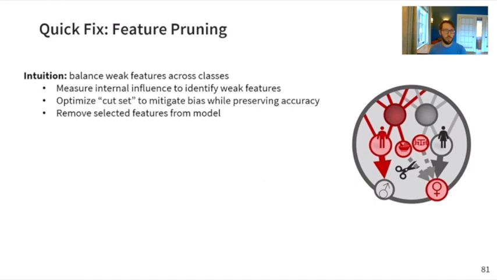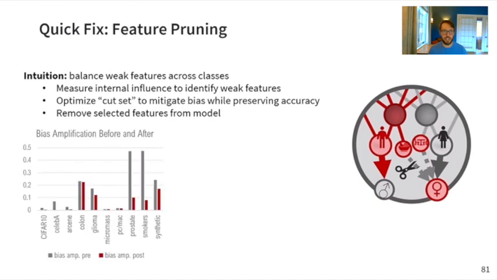But one more thing that we found was possible with this particular form of bias amplification is that a lot of it can actually be addressed with feature selection, right? We can use explanation methods to help us identify which features we should prune from the model to reduce the amount of bias amplification. The way that we do this is essentially to use some influence measure to measure the internal influence and identify weak features, and then formulate an optimization problem that tries to cut the weakest features while preserving accuracy. And what we find is that this works quite well in practice.